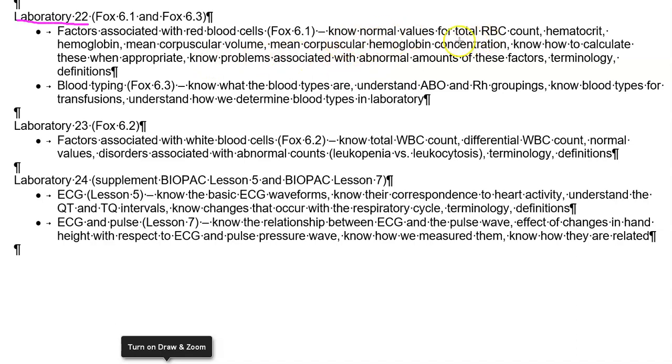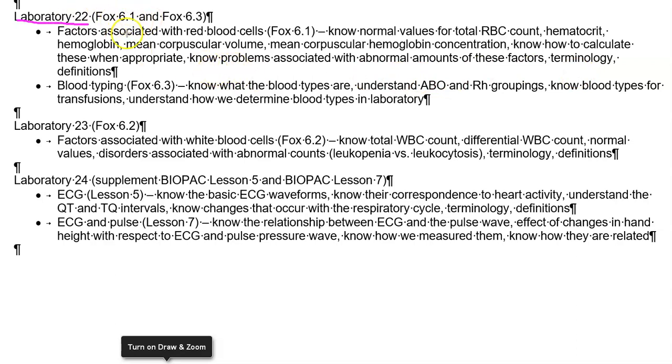So you should understand the factors associated with red blood cells. Should know the normal values for total red blood cell count, hematocrit, hemoglobin, the MCV, the MCHC, right? So all those things, you should know how to calculate these when appropriate. So given values for total red blood cell count, hematocrit, and hemoglobin, how do you calculate MCV and MCHC? And then how do you figure out what those things mean? Know the problems associated with the abnormal amounts of these factors. So primarily talking about anemia and what occurs there. You should know the terminology and the definitions as well.